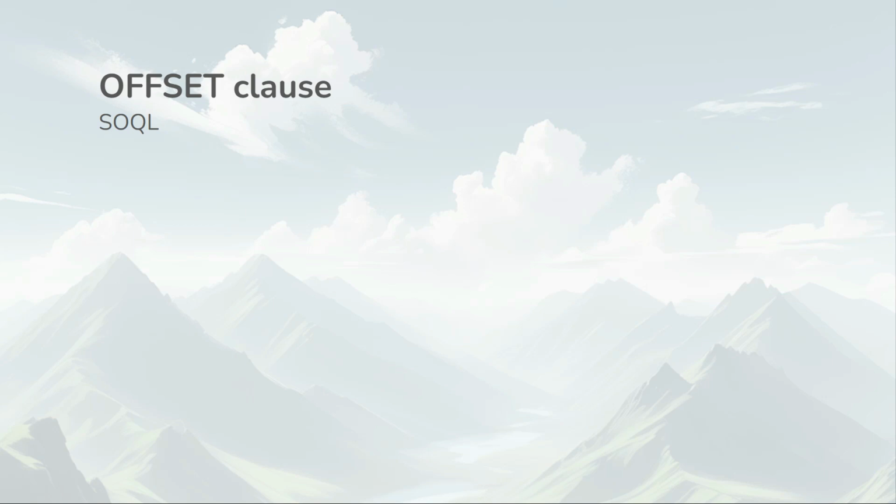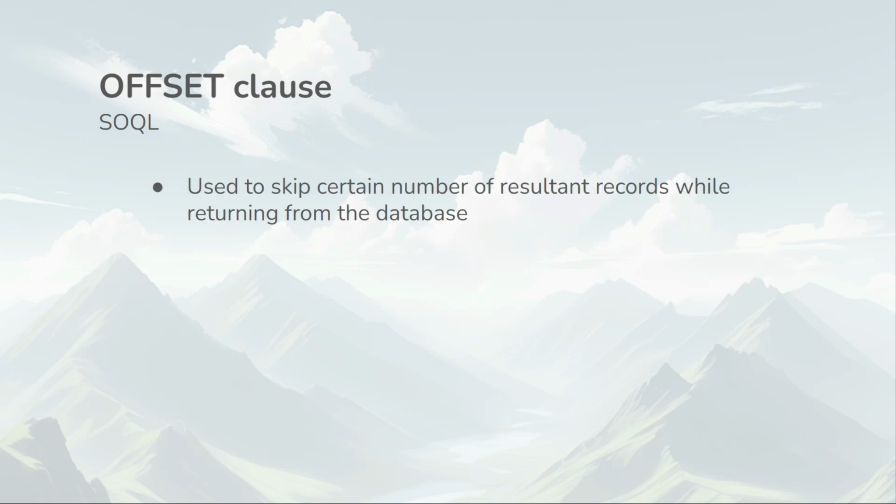Now let's talk about the offset clause. It is used to skip certain number of resultant records while returning from the database. This is useful for server-side pagination.